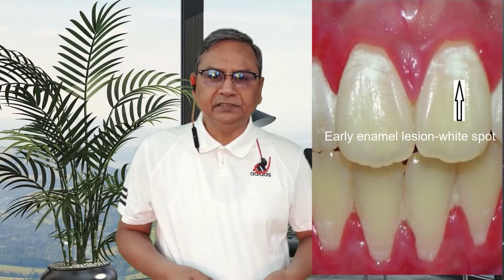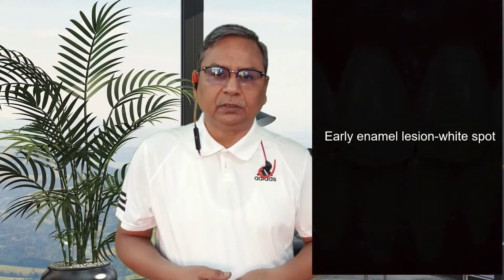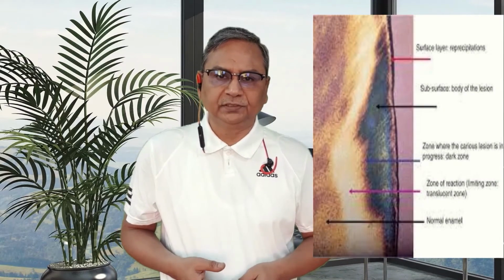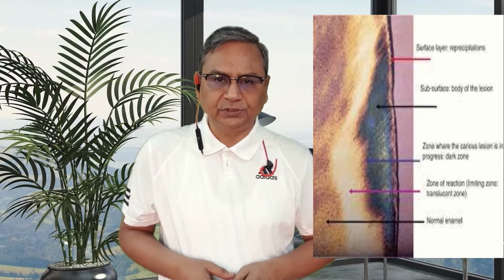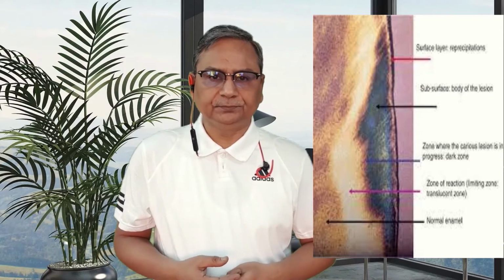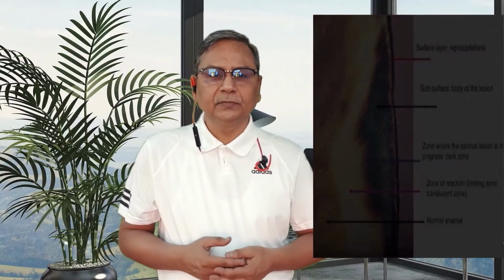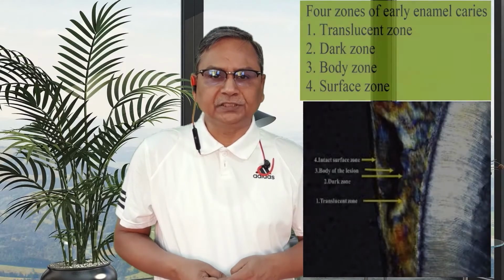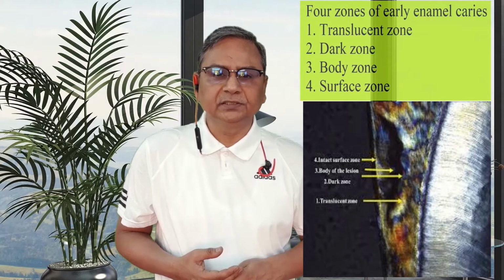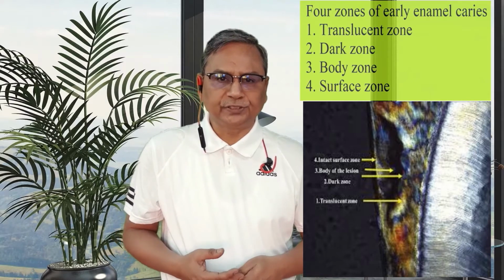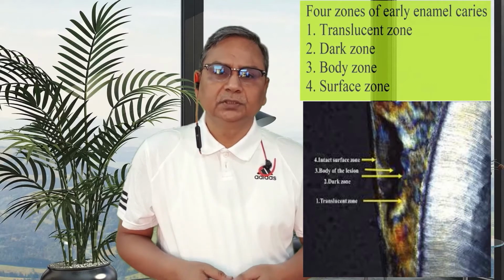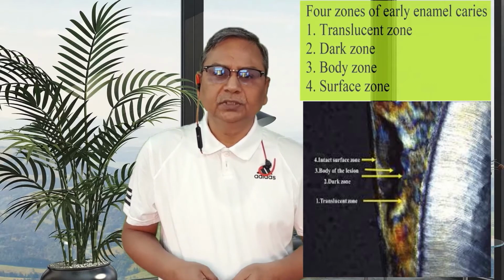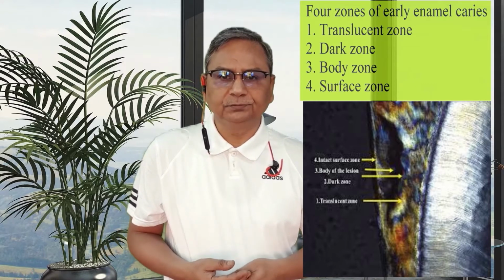The early enamel lesions that appear as chalky spot or white spot on smooth surface below contact area are distinctly divided into 4 zones at histological level. These zones are, starting from dentino-enamel junction towards enamel surface: number 1, translucent zone; number 2, dark zone; number 3, body zone; and number 4, surface zone.